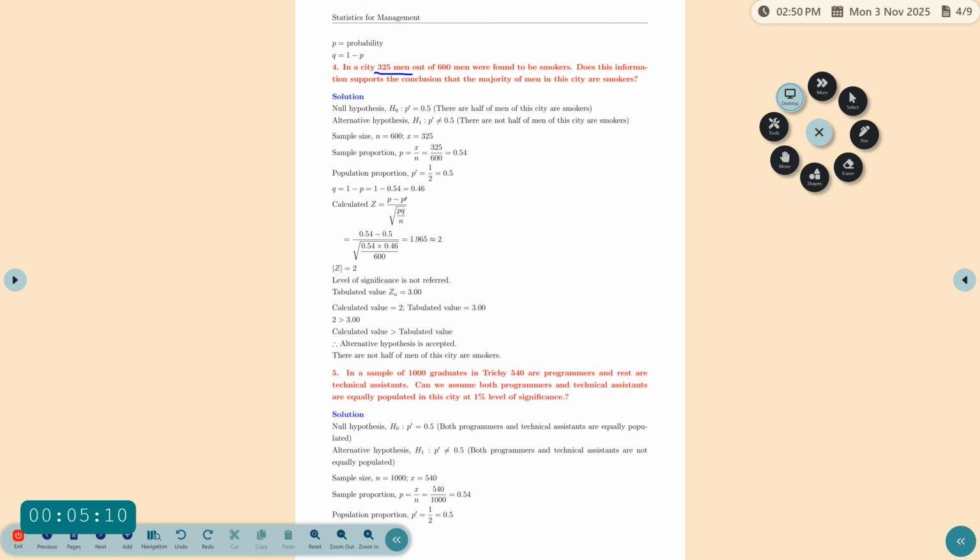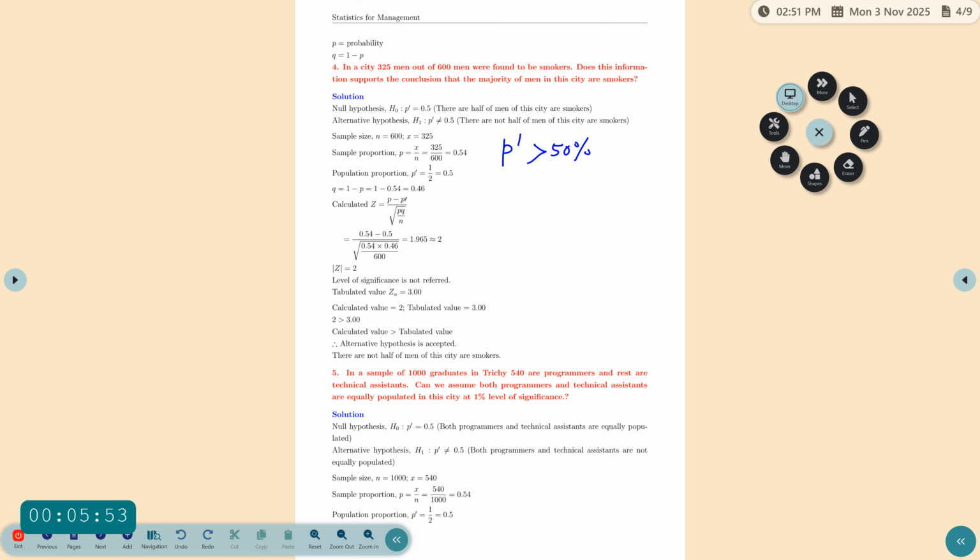So the sample proportion is given. Now we have to test the hypothesis. What's the hypothesis? This information, 325 out of 600 being smokers, supports the conclusion that the majority of men in the city are smokers. So majority of men in the city means P, the population proportion, is greater than 50%. It should be greater than 50%.